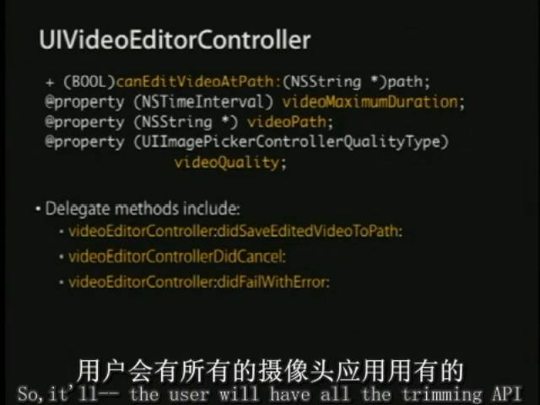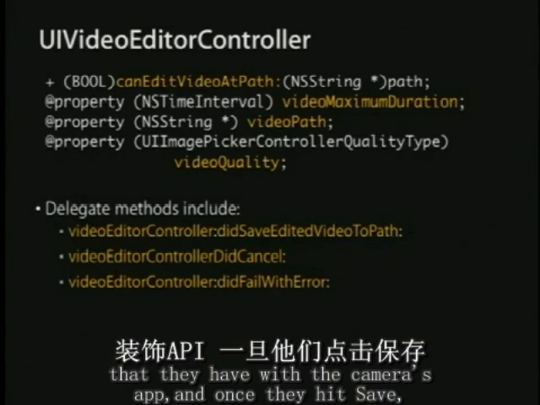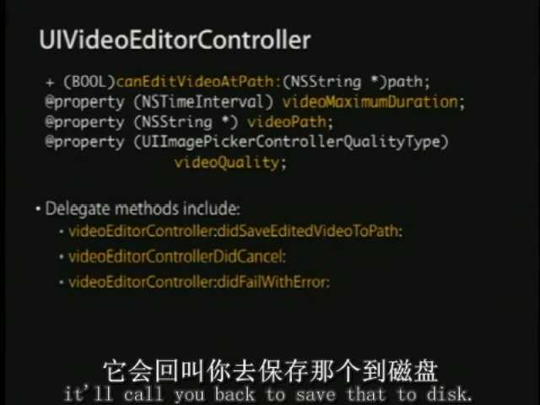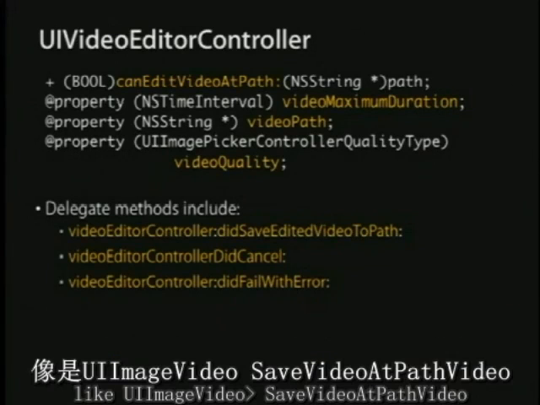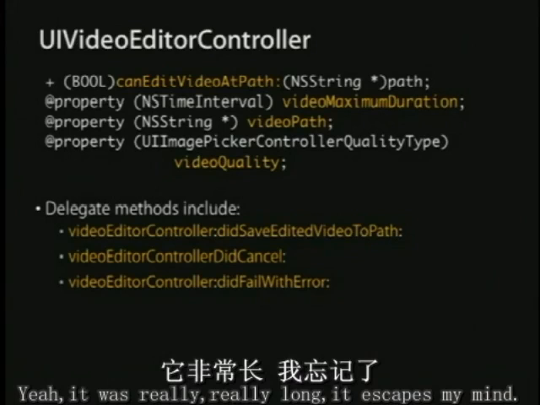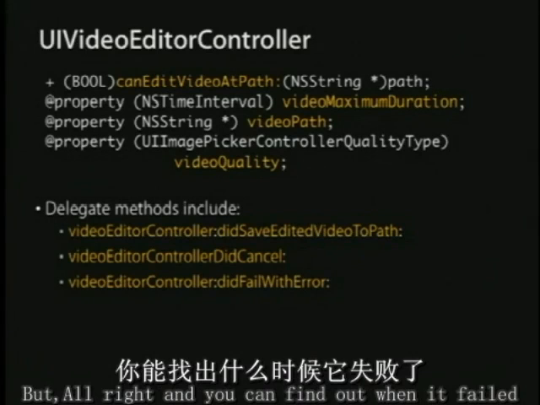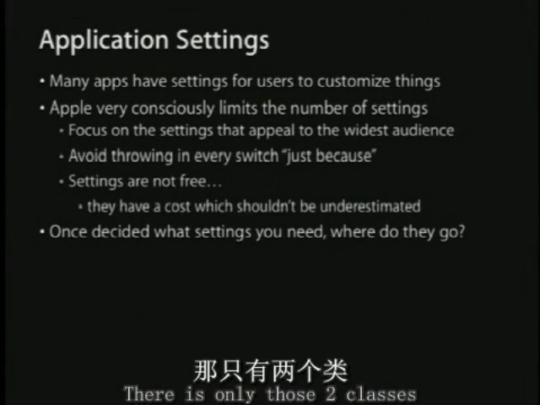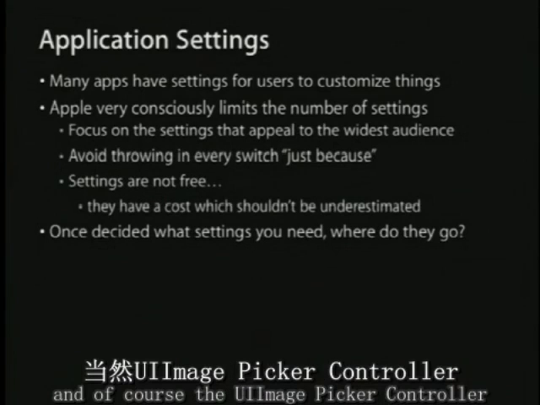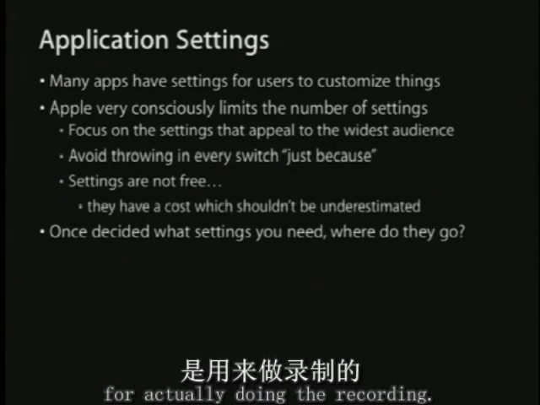So the user will have all the trimming API that they have with the Camera app. And once they hit save, it'll call you back to save that to disk. The actual function you use to save escapes me, but it's like UISaveVideoAtPathToSavedPhotosAlbum or something like that, right? Yeah, it was really, really long. It escapes my mind. But you can find out when it failed, and you can find out when the user canceled as well. That's actually it for video. There's only those two classes, and of course the UIImagePickerController for actually doing the recording.